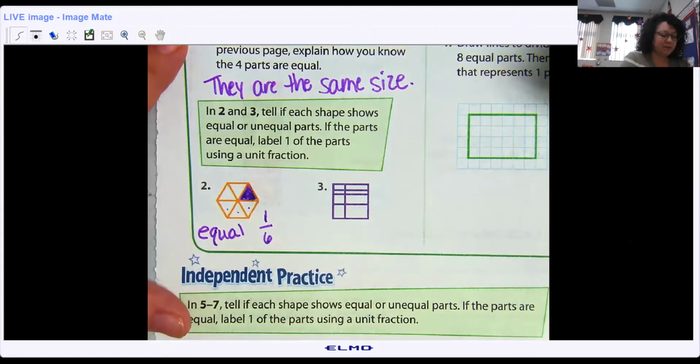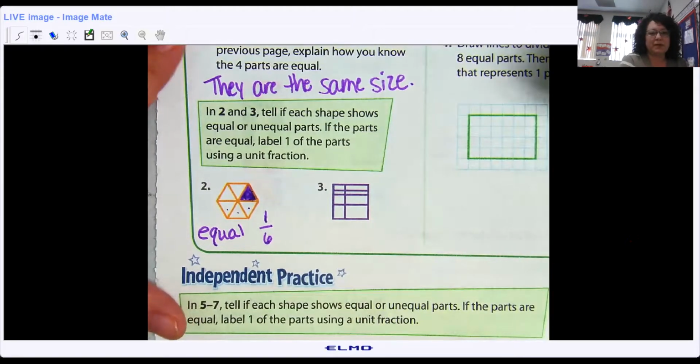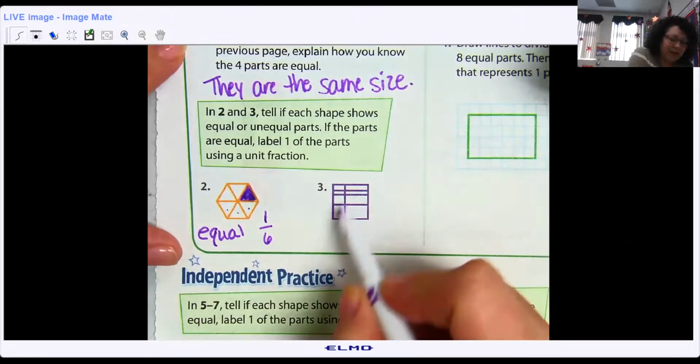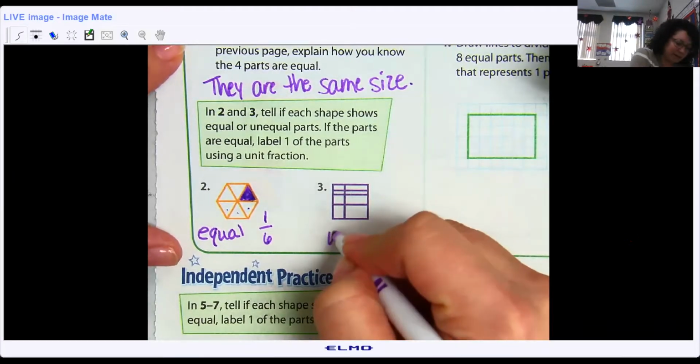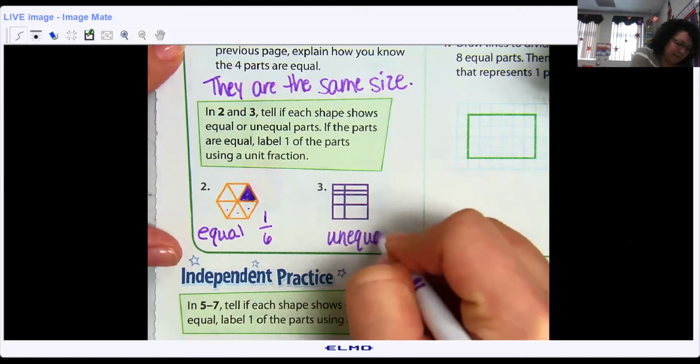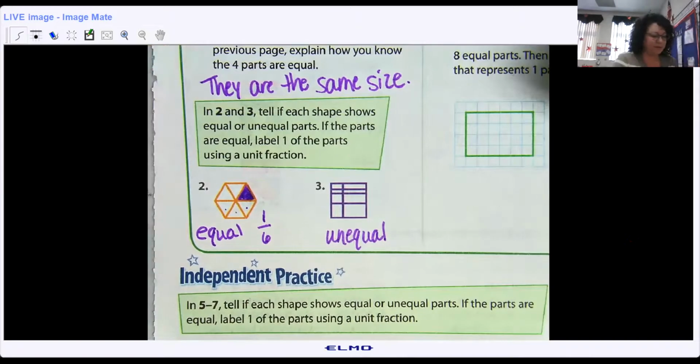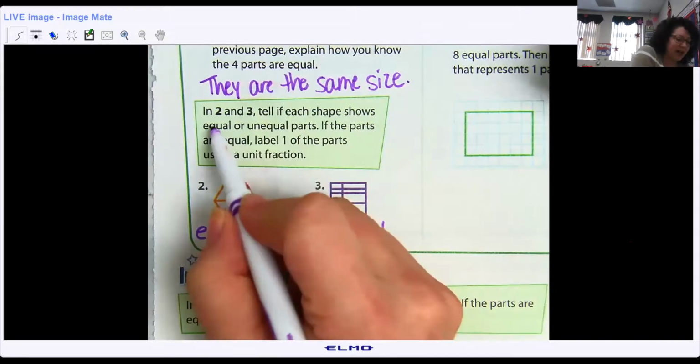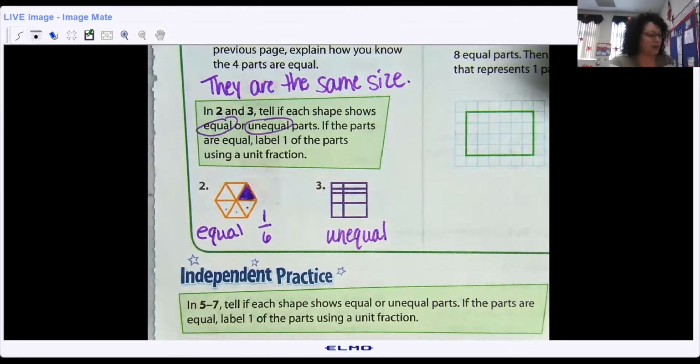Okay. What about number 3? Nope, unequal. We have all different size boxes here. Unequal. And all those words should be spelled correctly because they are in your face.